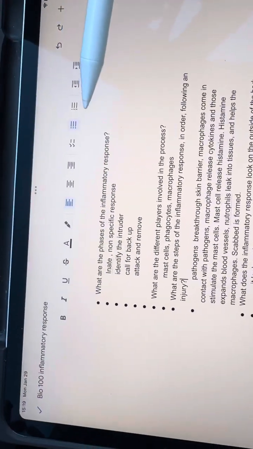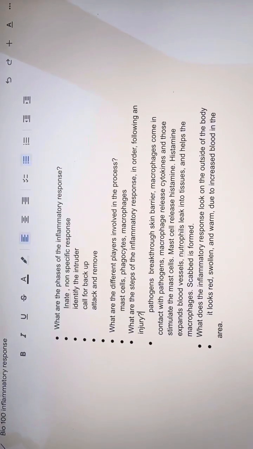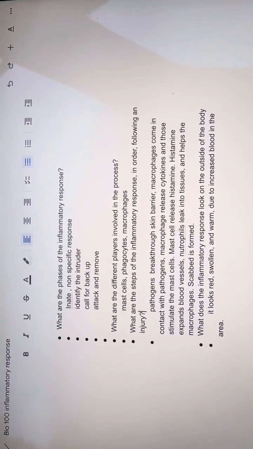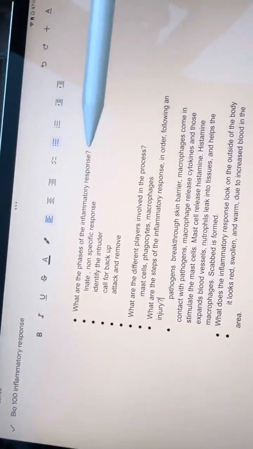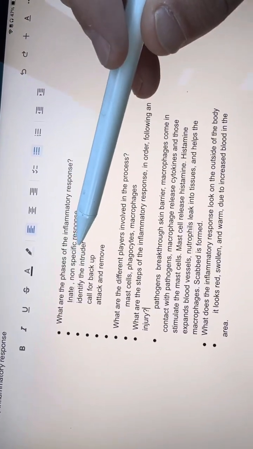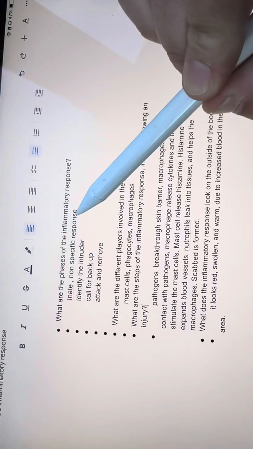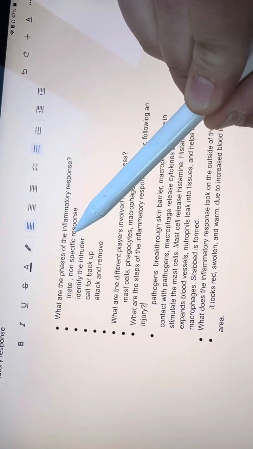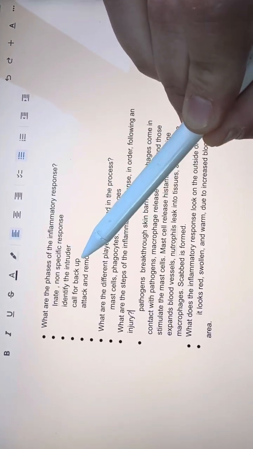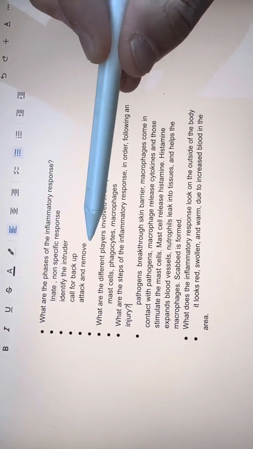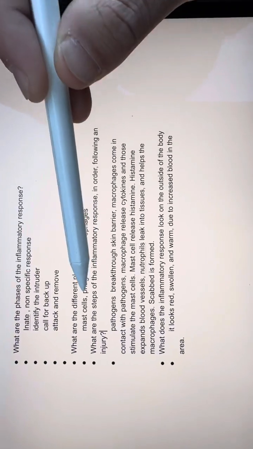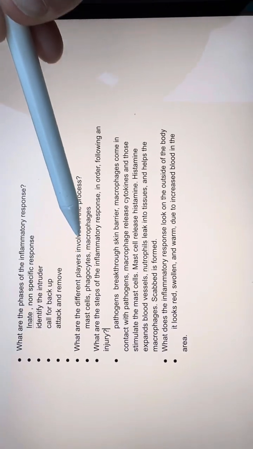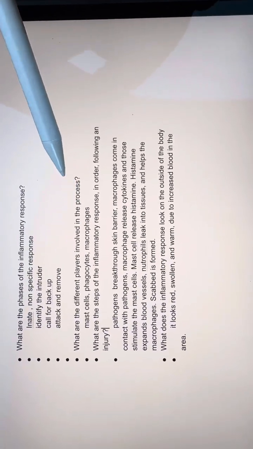So here we are going to explain the inflammatory response. This response that we're going to be talking about is the innate response, non-specific response. The phases are identify the intruder, call for backup, attack, and remove. The players that are involved in this process are going to be mast cells, phagocytes, and macrophages.